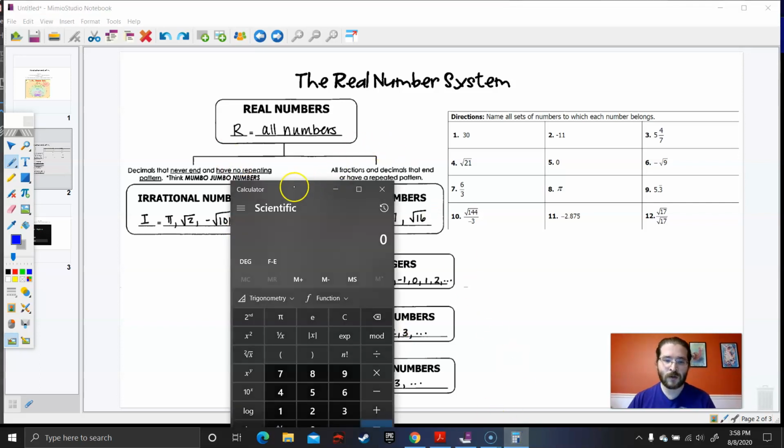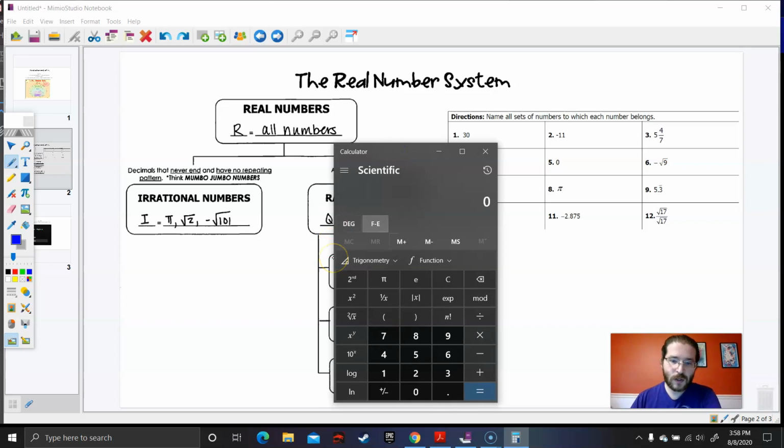Let's take a look at what those look like in our calculator. If we type in pi, see how that doesn't repeat? And pi is also a number that just never ends. It goes out to infinity, so we know that that is an irrational number. Let's take a look at the square root of 2. See how it doesn't repeat and it just keeps on going on and on? That's why that's irrational. And if we type in the negative square root of 101, see how that keeps on going? So it's irrational as well.